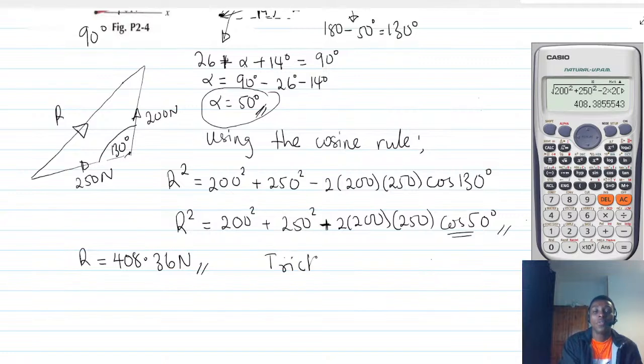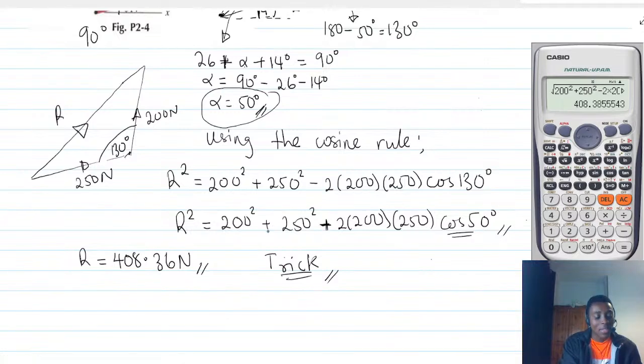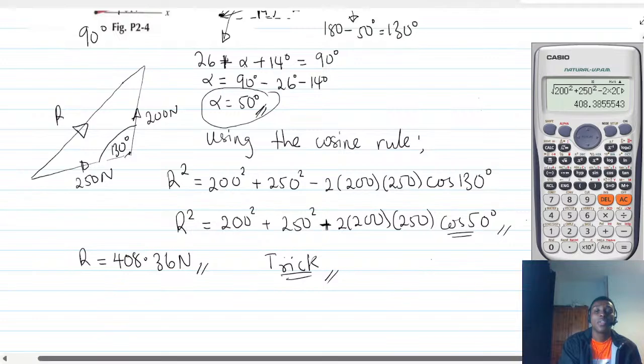If you are solving an exam question and you want to be very fast, let's say you've been asked to find the magnitude, this is how you are going to go about it. If the angle between the two forces is known, then this side is going to be plus, and then this is going to be cosine of 50. That's all.